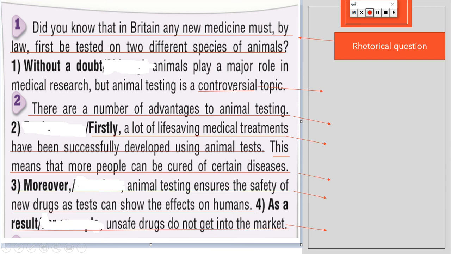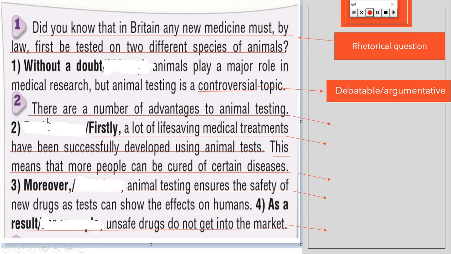What does it mean, controversial topic? Means debatable or argumentative or discussion. Means some people are for and some people are against. Okay, like any topic, it's always controversial. Some people agree, some people disagree. This is the meaning of controversial. So now let's move on to the next paragraph.